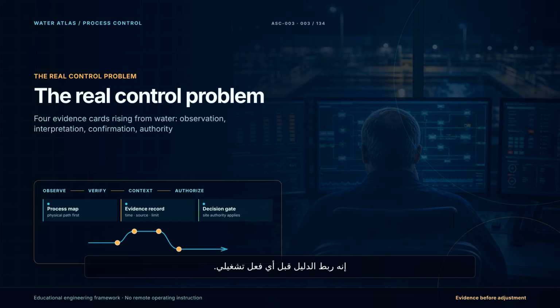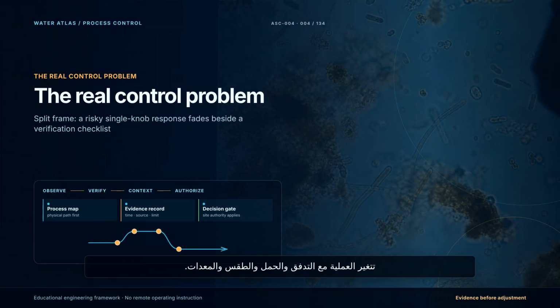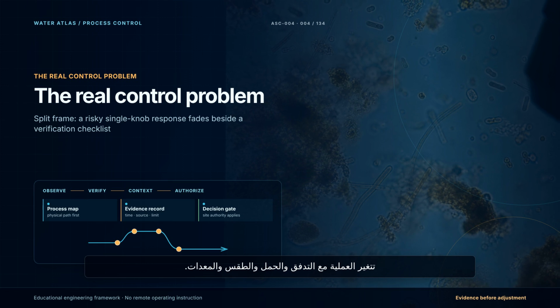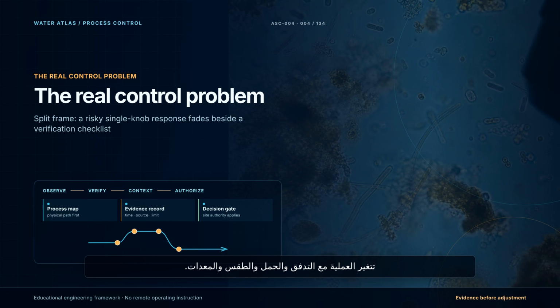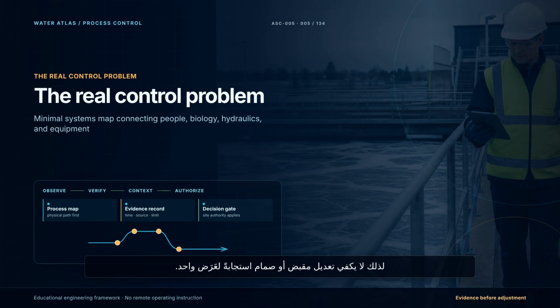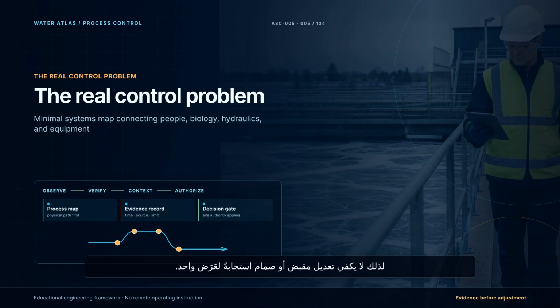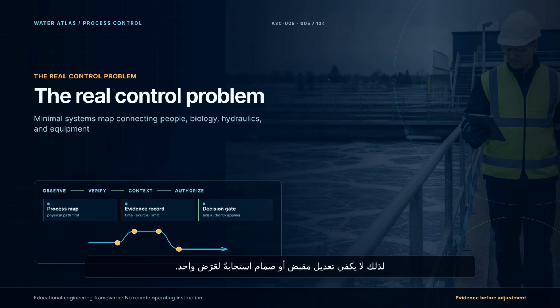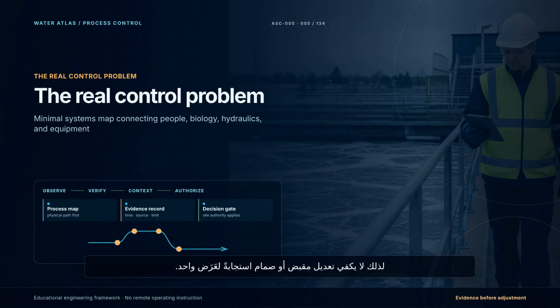We will move from the incoming wastewater to the aeration basin, then to secondary clarification and solids return. At each point, we will separate four things: what can be observed, what it may mean, what other evidence is needed, and who is authorized to act. That distinction protects plant performance, people, and the receiving environment.